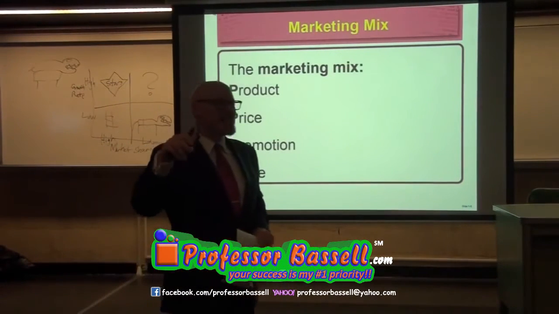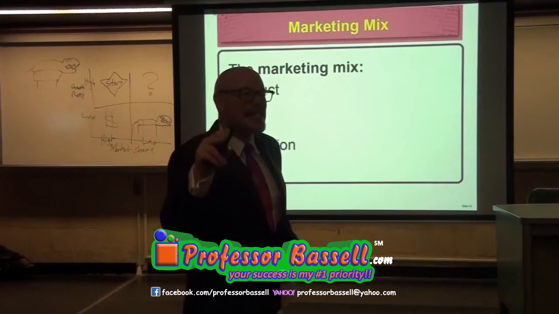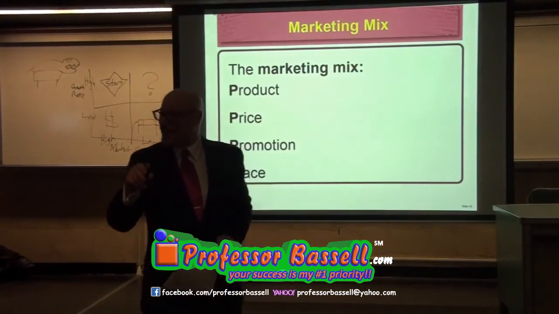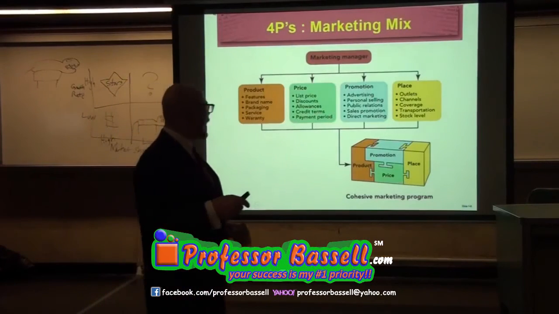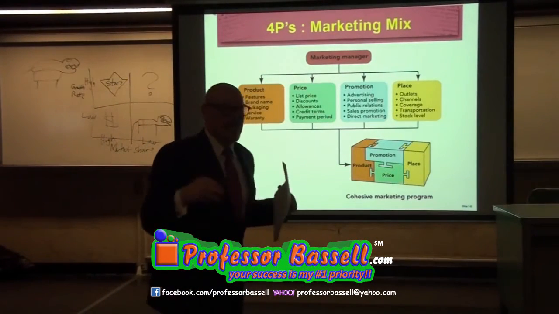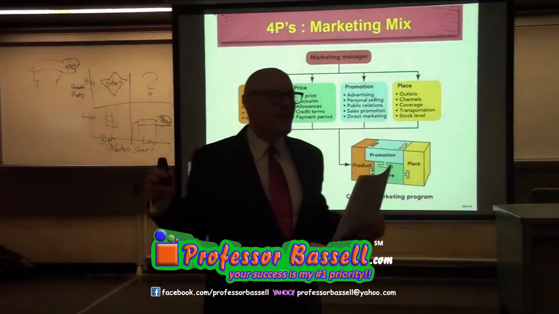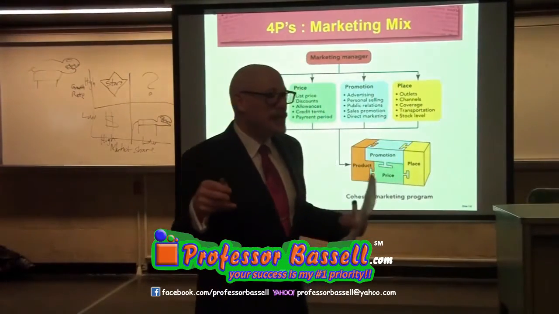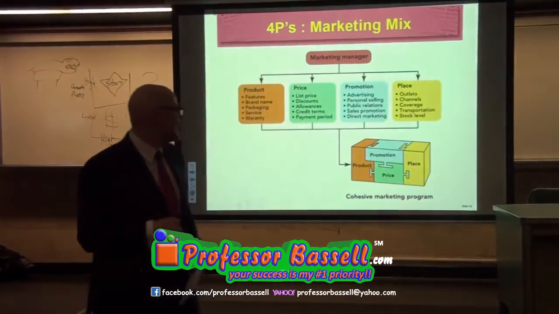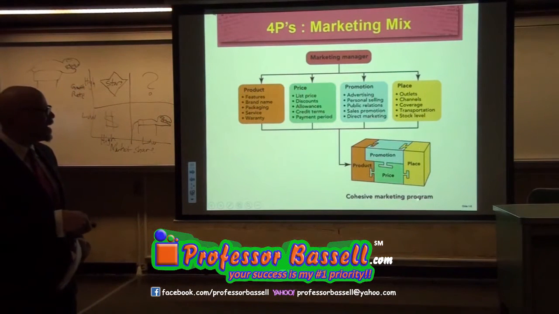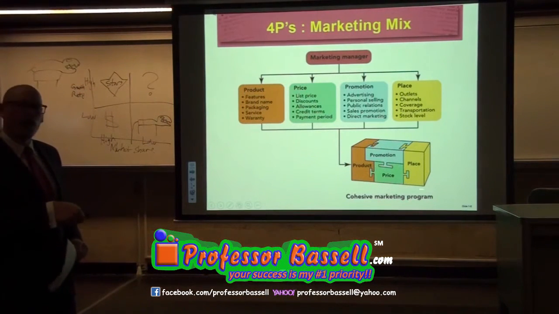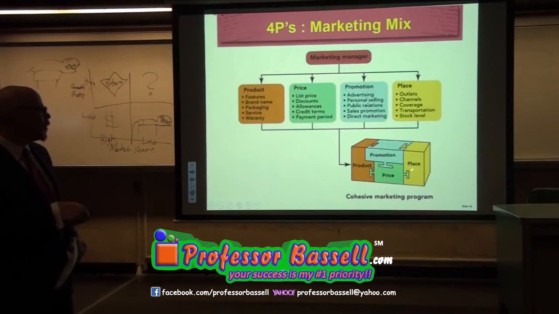The marketing mix. Product, price, place, and promotion. That's the marketing mix. The 4 Ps. These are the controllable factors, and they're integrated. We integrate the product, the place, the promotion, and the price. That's what that is that we see here. You see how that box is? All of those 4 Ps, they got to work together.